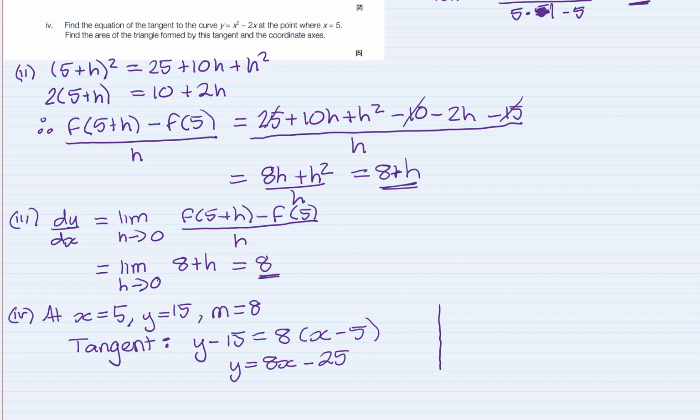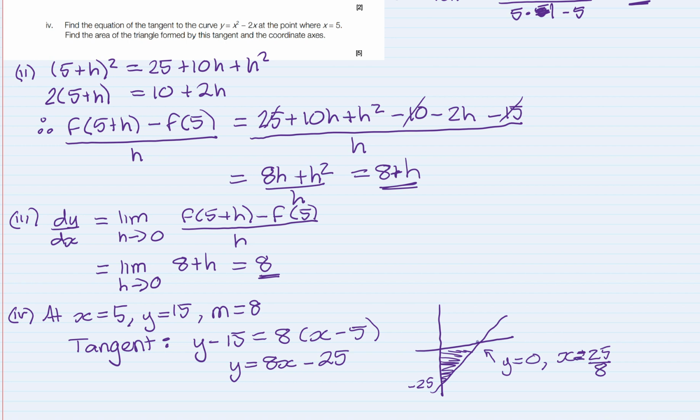If I get a quick sketch going along the side of my coordinate axes, I've got a positive gradient and I'm intercepting at minus 25. And it's asking me to find the area of the triangle that is formed by this. So the triangle that we want is this triangle in here. So we need to think about what the other intercept is. We know that when x equals 0, we had y equal to minus 25. So here we're looking at what happens when y equals 0. And when y equals 0, x is going to be equal to 25 over 8.